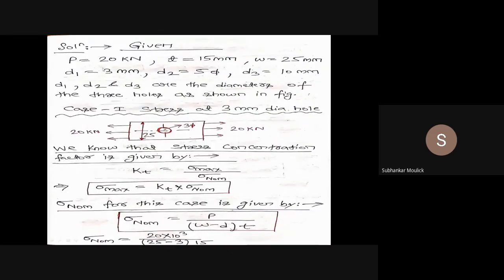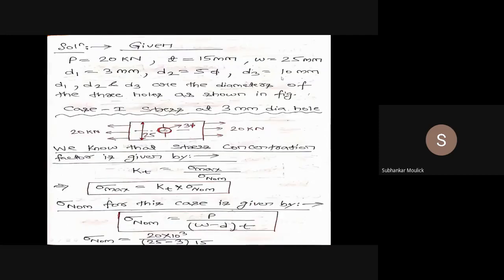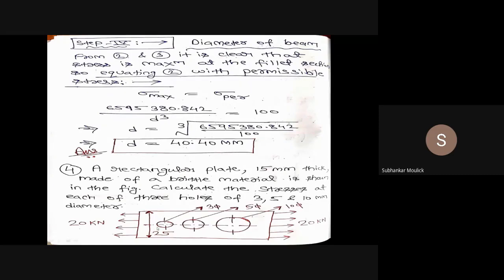Fine. So what is given? The tensile load acting on the plate is 20 kilonewton. Thickness of the plate is 15. Width of the plate is 25. Assume that the diameter of this hole, d1, is 3 mm, the diameter of this hole, d2, is 5 mm, and the diameter of this hole, d3, is 10 mm. So we have to find out the maximum stress generated due to drilling of these holes.